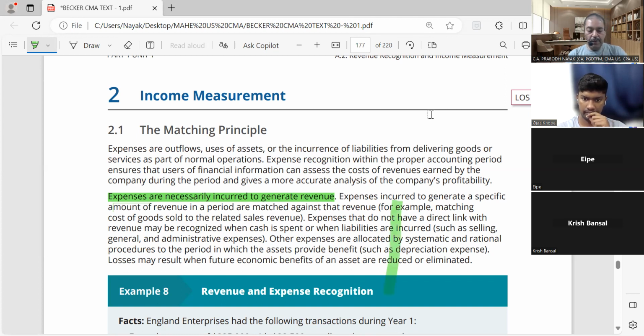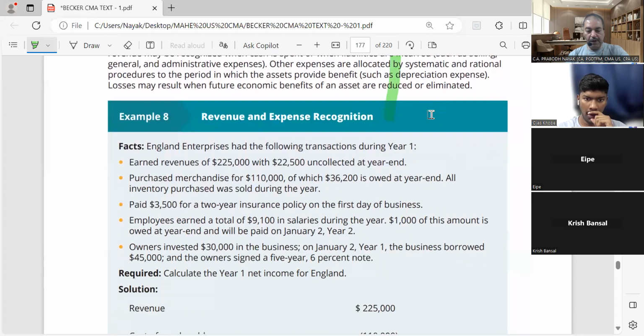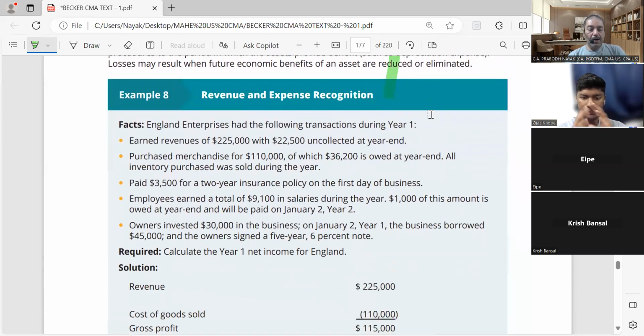Recognition of revenue and expense. An example is given. England Enterprises had the following transactions during the year. Earned revenues of 2,25,000 with 22,500 uncollected at year end. Purchased merchandise for 110,000, of which 36,200 is owed at year end, outstanding.